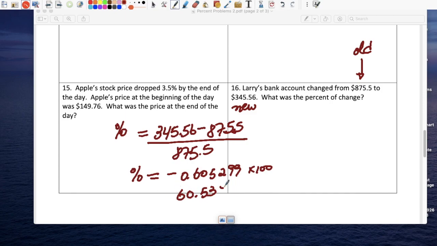So the percent of change is negative. His bank account dropped 60.53%. Okay, and how do I know it dropped? Because our answer is negative. I'll talk more about the last four questions when we do percent of change in class. I forgot that we didn't. Okay, that's it.